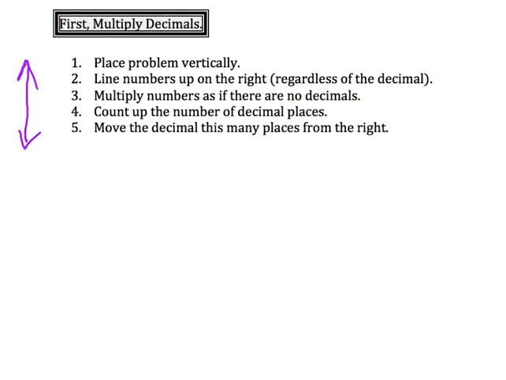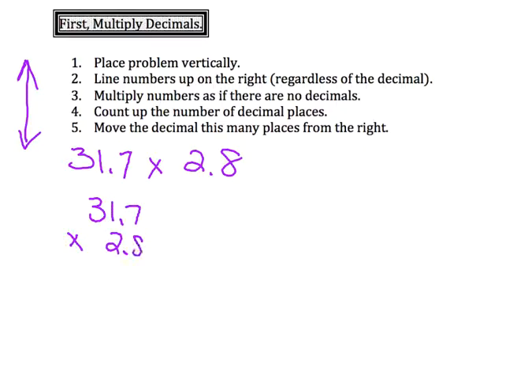So if I were to give you this problem, 31.7 times 2.8. Okay? Vertically line them up on top of each other. 31.7 times 2.8. They have to be lined up on the right side. Okay? In this particular case, our decimals actually line up, but that has nothing to do with the problem. We are going to multiply decimals just as if they were whole numbers. So let's go for it.